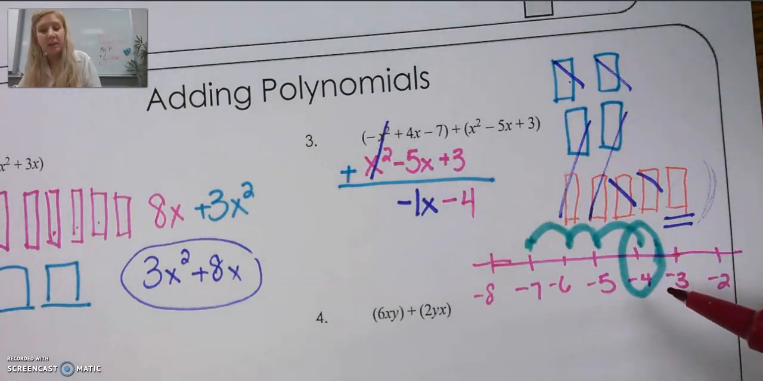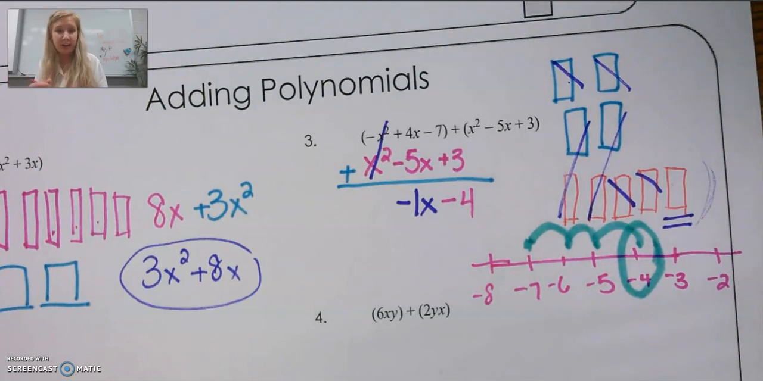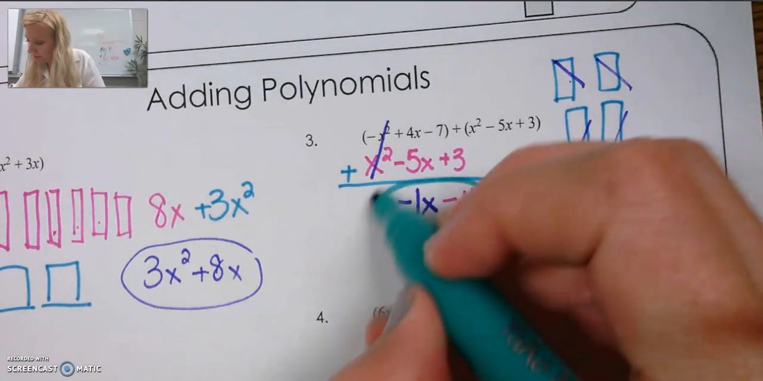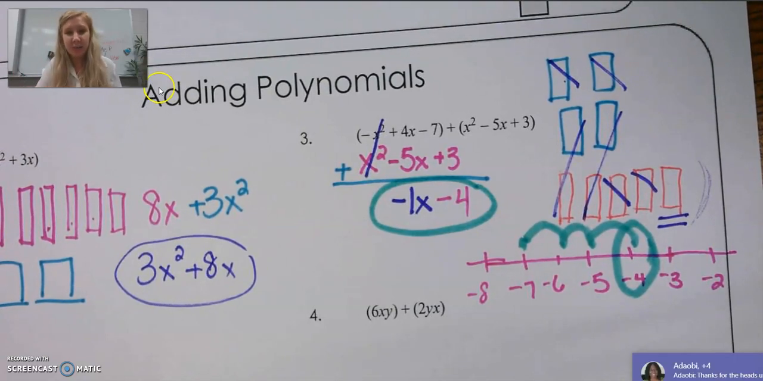This is the same idea as using the algebra tiles, just a different representation. So if you like doing the algebra tiles and finding your zero pairs, that works. Otherwise, we can use this method where you use your number line. Okay. Again, circle the final answer, and that is adding polynomials.